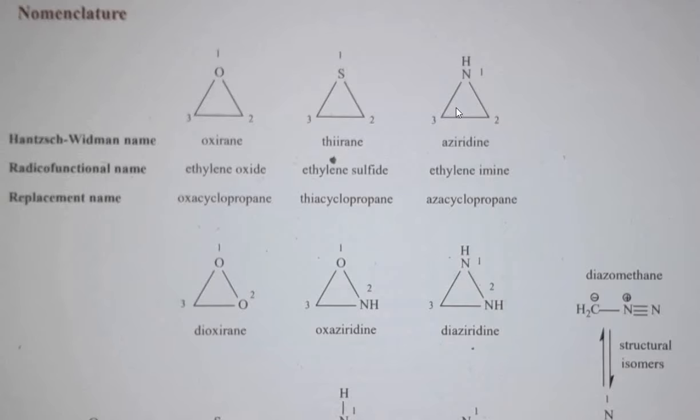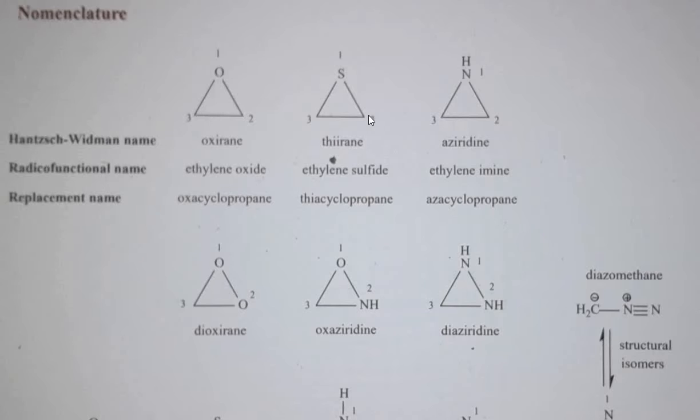You can see here oxygen, sulfur or nitrogen. This is the heteroatom and it always gets the first position. So 1, 2, 3; 1, 2, 3; 1, 2, 3. Now you have the common name nomenclature system, Hantzsch-Widman nomenclature and replacement name. Focus on this nomenclature so that you can apply it in every heterocyclic compound.